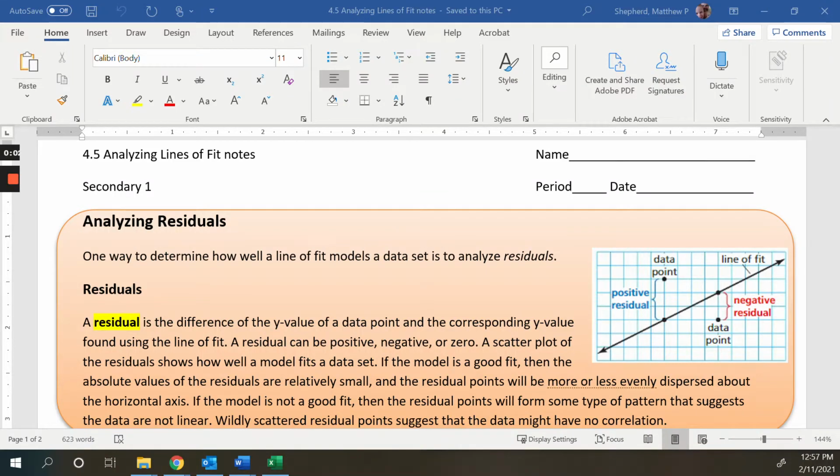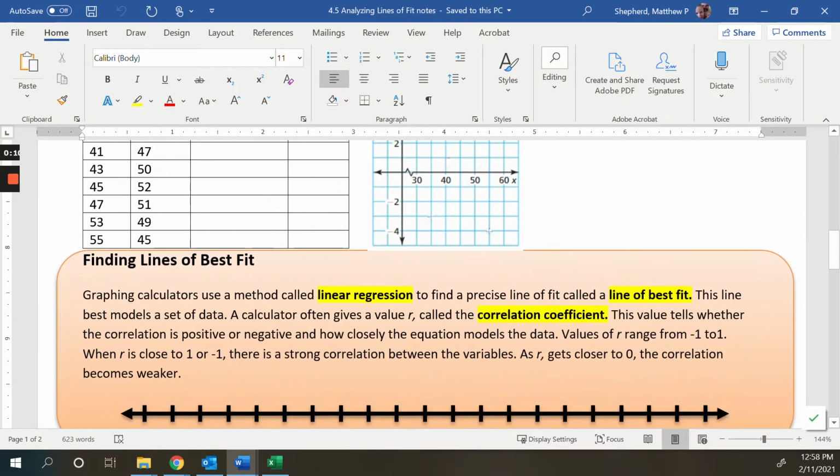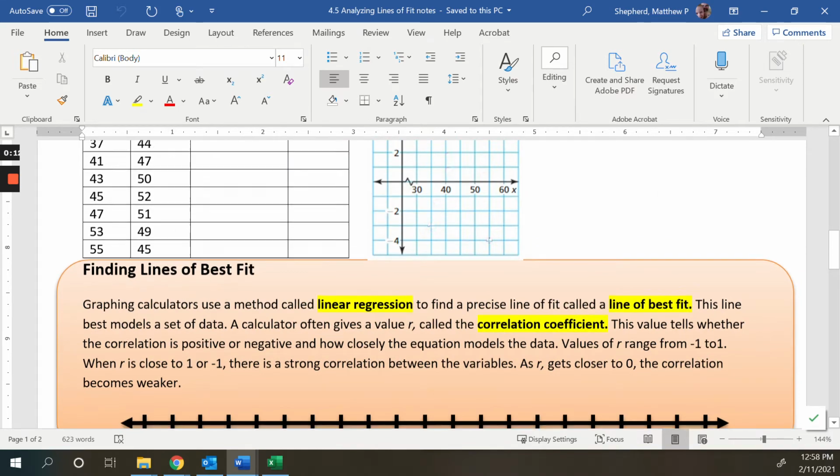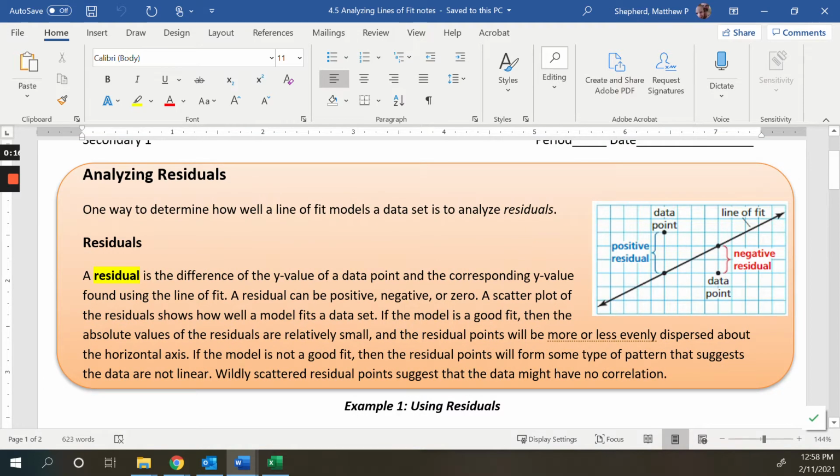Welcome back, students. Today we're going to be talking about analyzing lines of fit, and we're even going to go into finding the line of best fit. All right, so first we're going to talk about one way that we can tell whether or not a model actually fits the data well, and it's going to be through analyzing the residuals.